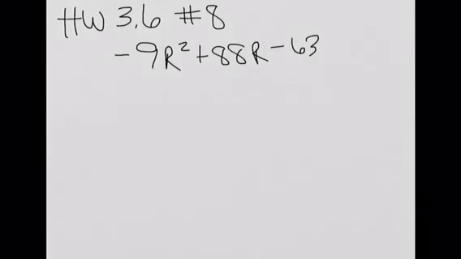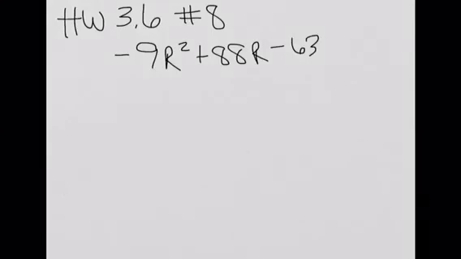Okay, so here's your homework 3.6, and I chose to do problem number 8. This one ends up having a really big number when we multiply A and C together, so I went ahead and did this one for you guys. So when I look at this, first thing I want to do is make sure it's in standard form, which it is, and then I want to see if I can pull out a greatest common factor. And unfortunately, the 9, the 88, the 63, they don't have anything in common, and they don't share at least one R because the 63 has no R's.